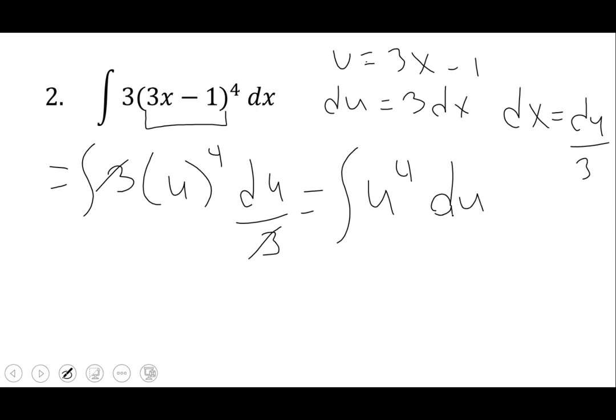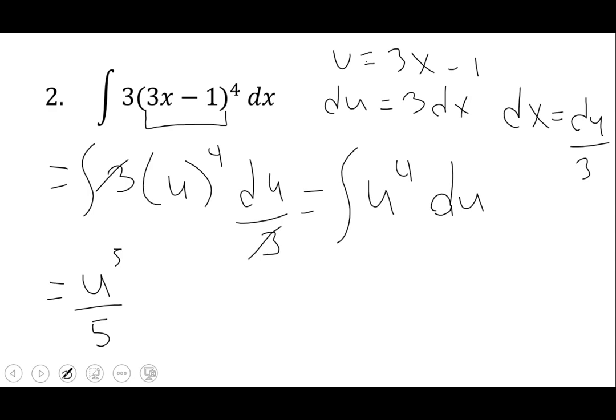As long as you are left with something only that has u's and only that has du's, then you're welcome to integrate like we always would. So the way that you integrate something to the 4th power is to rewrite that something, in this case u, to the 5th. Don't forget to divide by that same power.